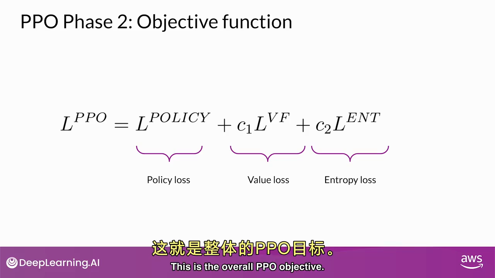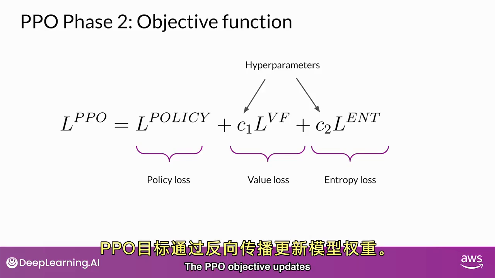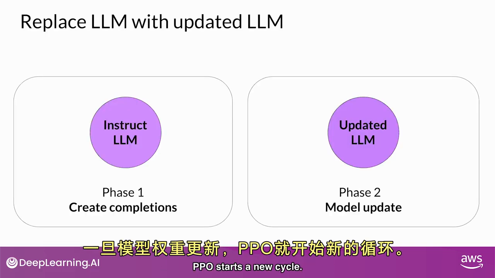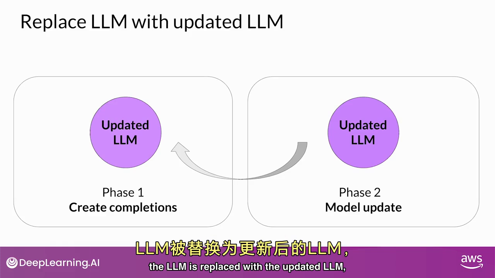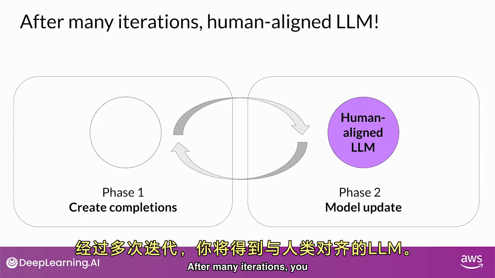This is the overall PPO objective. The C1 and C2 coefficients are hyperparameters. The PPO objective updates the model weights through backpropagation over several steps. Once the model weights are updated, PPO starts a new cycle. For the next iteration, the LLM is replaced with the updated LLM and a new PPO cycle starts. After many iterations, you arrive at the human-aligned LLM.